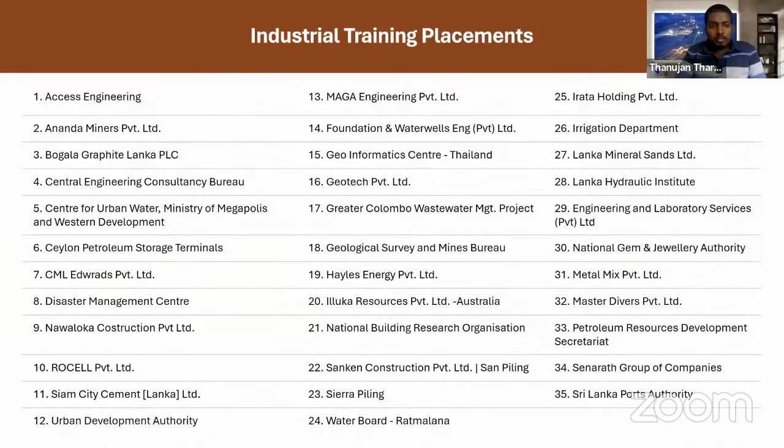The major part of our curriculum is the industrial training, unlike in other degree programs. We usually have more than 100 placements from 35 companies and institutions. Undergraduates do not need to find a placement themselves. The department has collaborations and partnerships with different companies and institutions, and will provide you the opportunity to pursue what you want to specialize in.